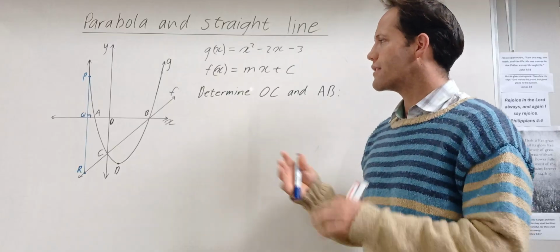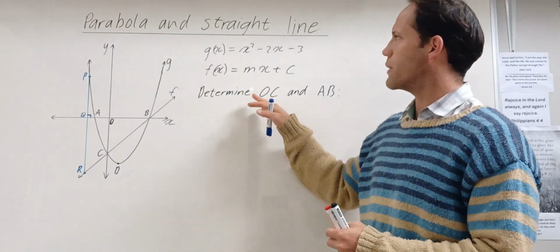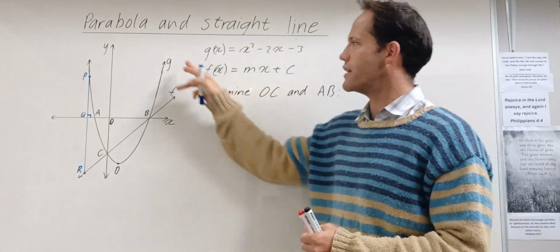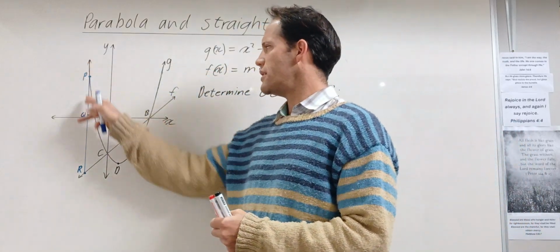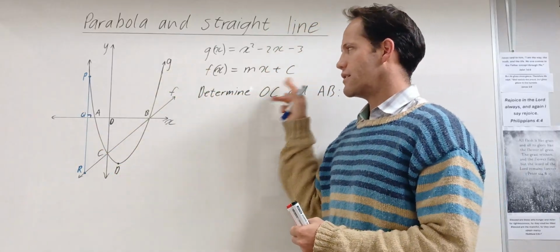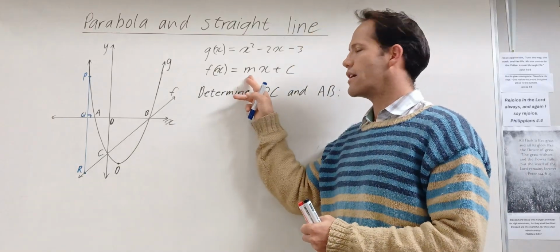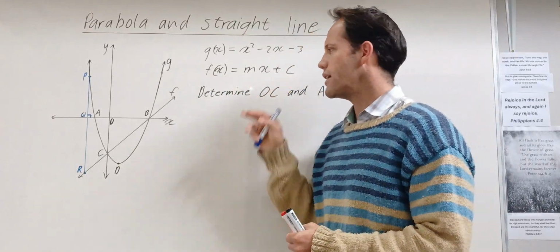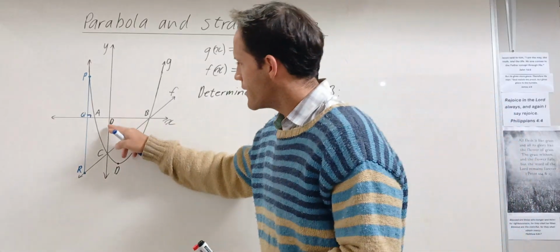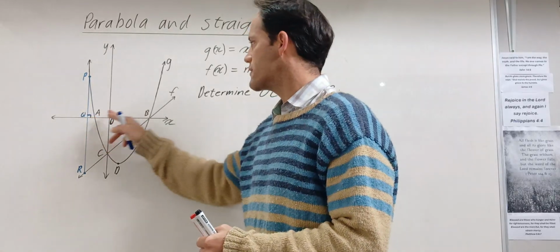So we're going to look at different ways I can ask it. But let's start with the first one here. They gave you the parabola g(x) = x squared minus 2x minus 3, and then I gave you the straight line mx plus c. So obviously we're going to need to find m and c, the gradient and the y-intercept. But now the first question was determine OC, that distance there, and AB, that distance over there.